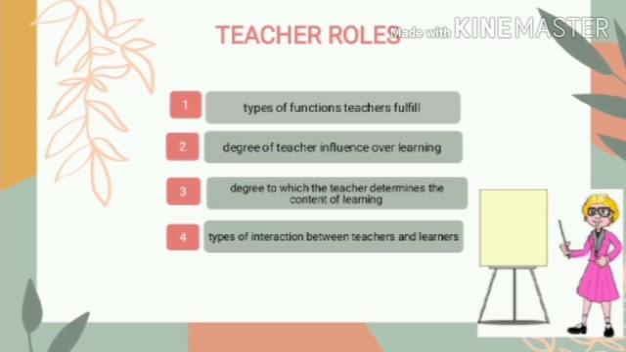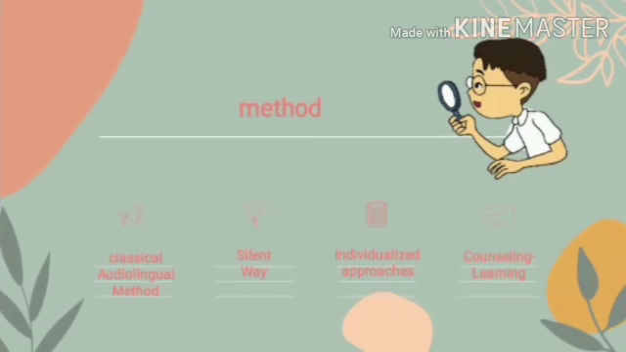The degree to which the teacher is responsible for determining the content of what is taught, and then the types of interaction between teachers and learners. The instructional patterns that develop between teachers and learners in the method typically depend critically on the teacher roles and their realization. Okay, next, the methods.